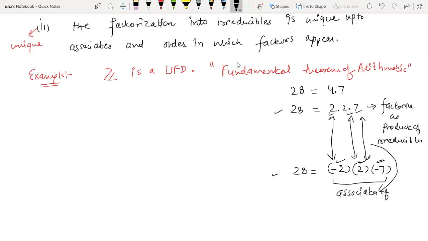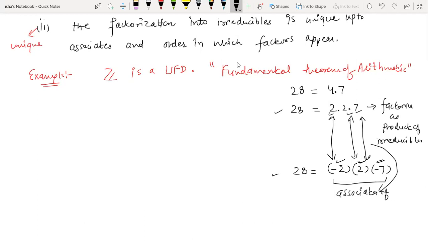What were associates, if I recall you? Associate was that if an element can be obtained from other by just multiplication with unit element, then we say it is an associate. So in the ring of integers, the plus minus n are associates of each other because 2 can be obtained from minus 2 by multiplying with minus 1 and so on. So that is what the meaning of this line is. The factorization is unique up to associates.